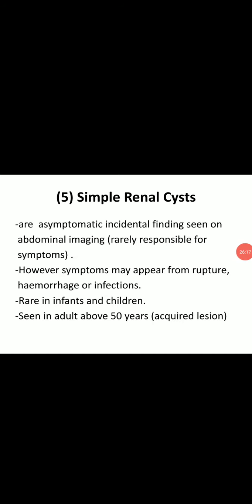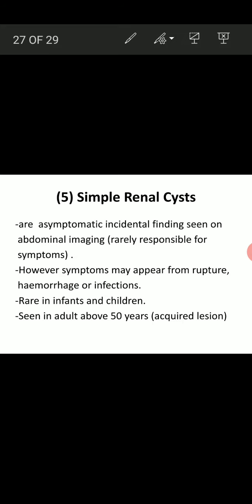Now the fifth type of cystic disease of kidney is simple renal cyst. The simple renal cysts are asymptomatic, incidental finding on abdominal imaging, and these are rarely responsible for symptoms. However, symptoms may appear from rupture, hemorrhage, or infections. This is rare in infants and children. This is generally seen in adults above 50 years of age, and this is an acquired lesion.